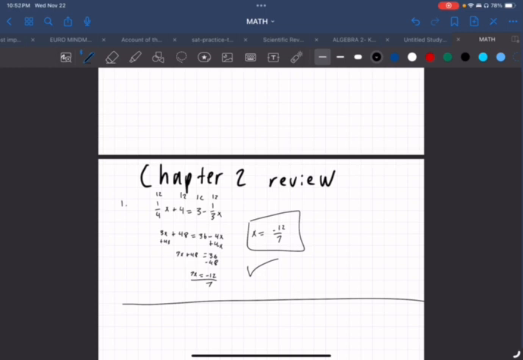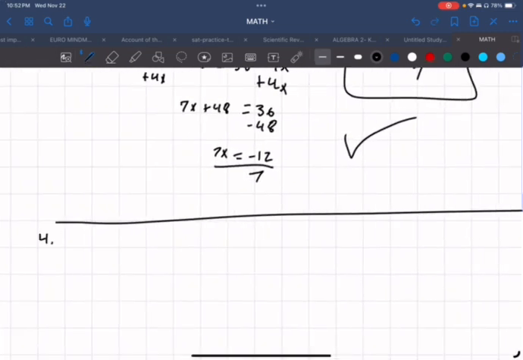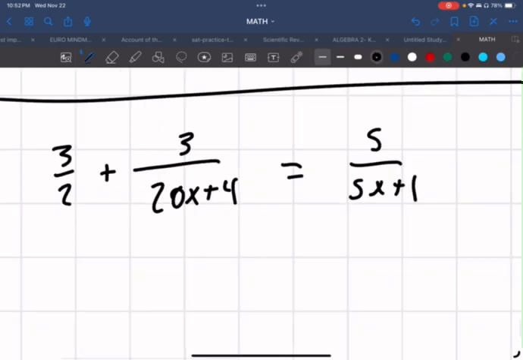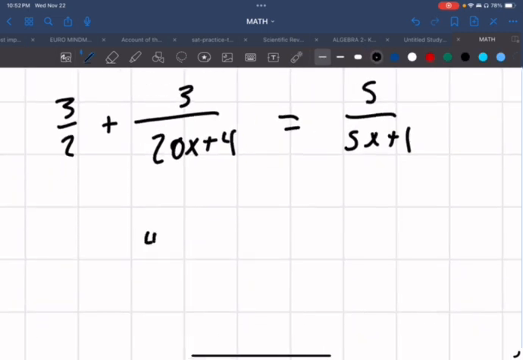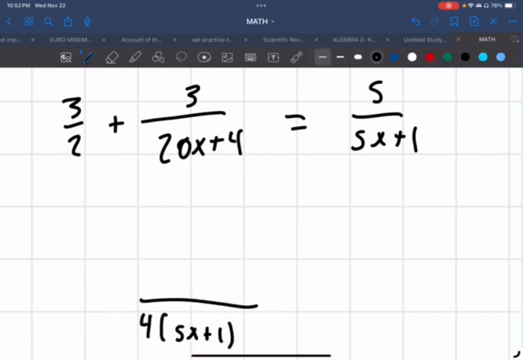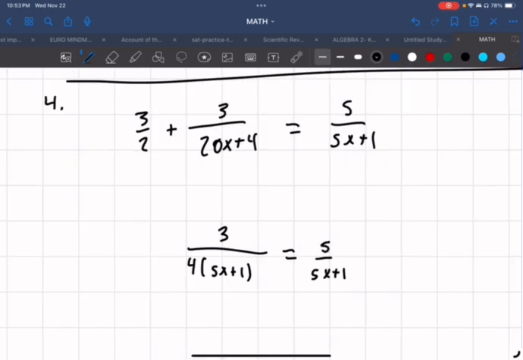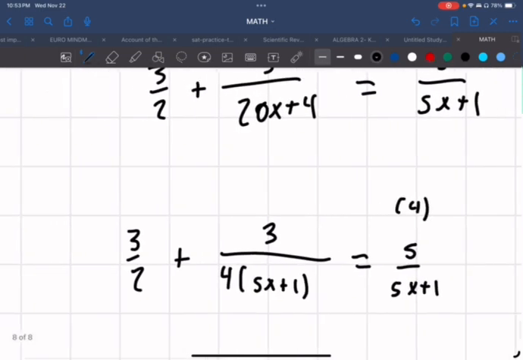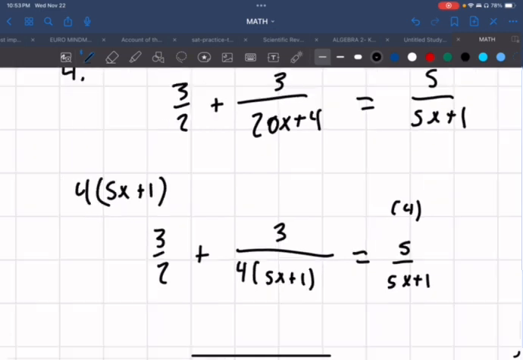Let's try one with variables now. All right, number 4. All right, so what we can do is factor out. So let's just rewrite this. Let's take out 4, 5x plus 1. So this is 5x plus 1, this is 5x plus 1. So this is 5x plus 1 times 4. This does not have a 4, so we need a 4 here. This is good. We need a 5x plus 1 and a 4 here.